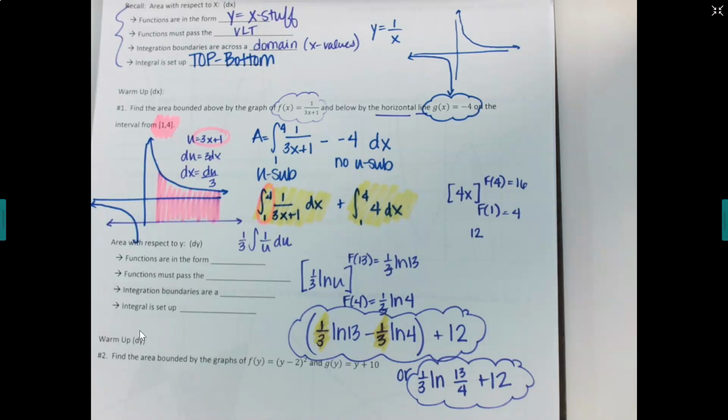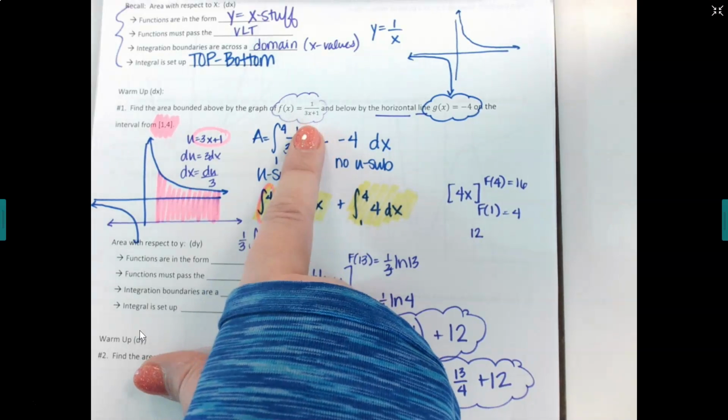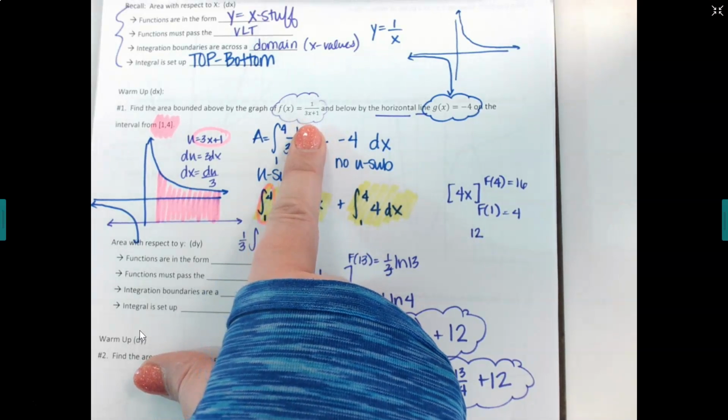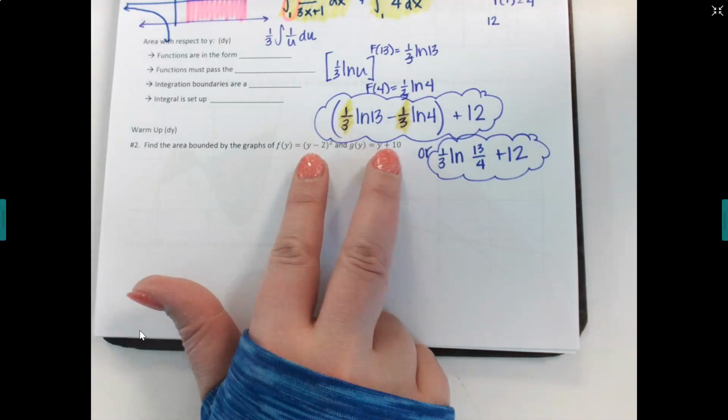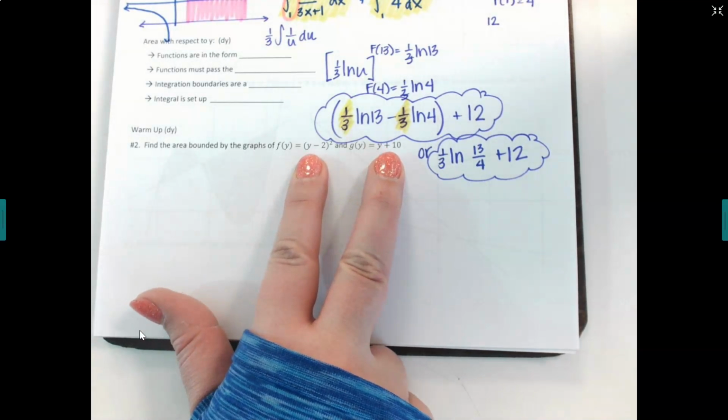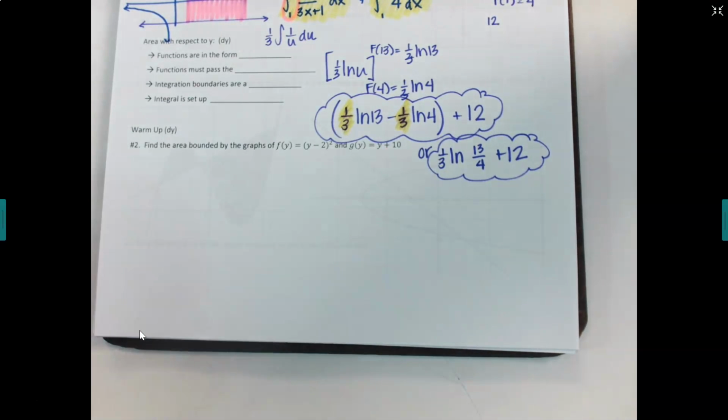Okay, let's come down to the next one. Now what do you notice from the first equation to the second equation? These are equations in terms of x. The next one, the equations have what as their letter? Y. So let's sketch a graph.